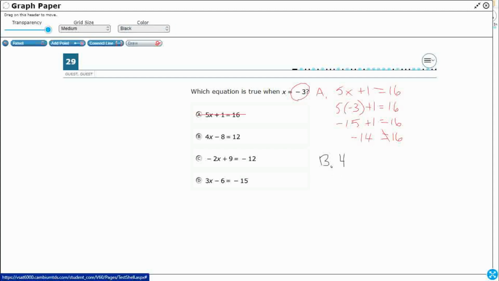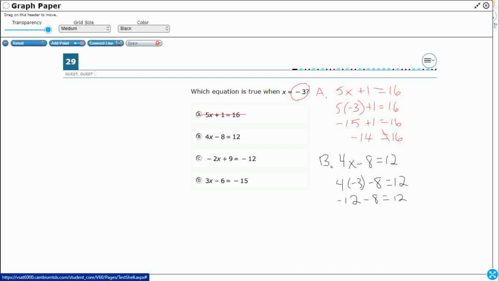So I've got 4x minus 8 equals 12. Going to substitute in my -3 for that x. Right, and that's also going to be problematic. I mean, first off, the 4 times the -3, it's going to be -12. So in order to get from -12 up to +12, I'd have to add 24. Subtracting 8 moves me in the completely wrong direction. So that will not work.